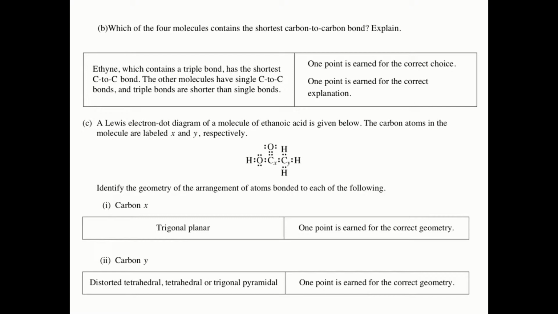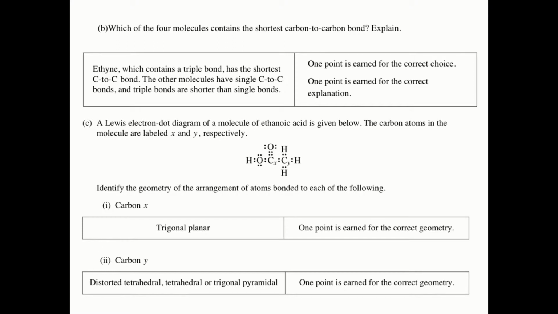In C-I, it asks for the geometry, and when someone had asked me, when they ask geometry, do they mean electron domain geometry, or do they mean just the molecular geometry? In general, they mean just the molecular geometry, but as you'll notice, if you put the electron domain geometry, you would have gotten it correct as well. So for carbon X, notice it only has 3 domains around it. It has 3 bonding domains, no non-bonding domains. Remember, because a double bond counts as 1 domain, therefore it's going to be trigonal planar.